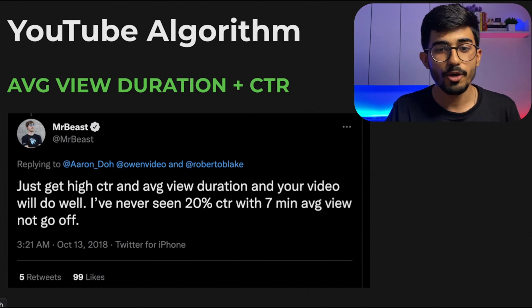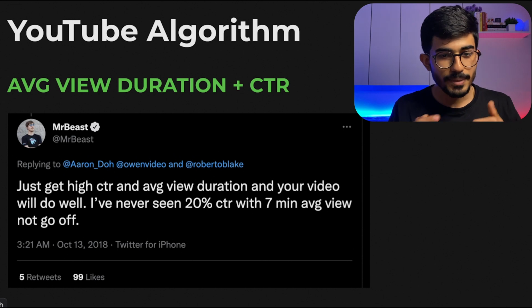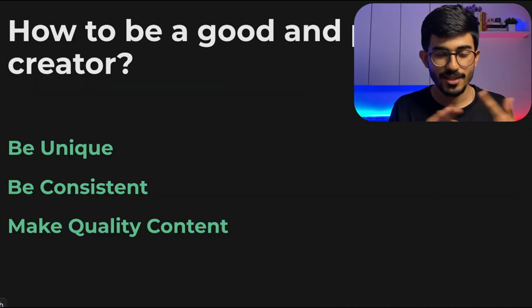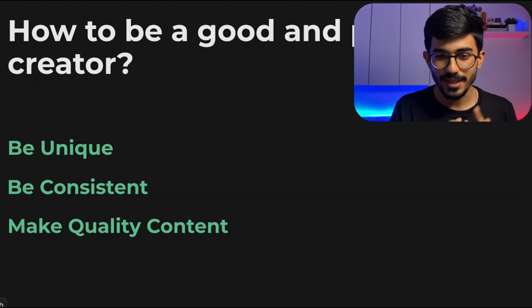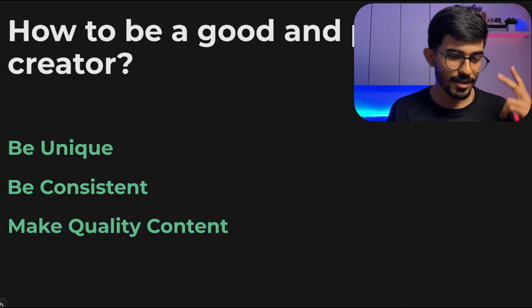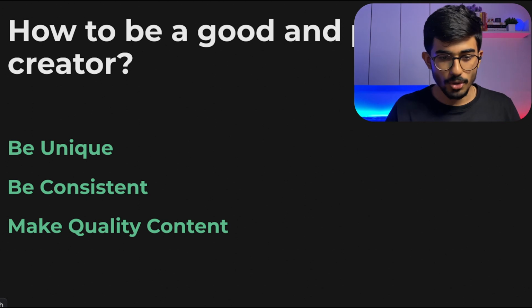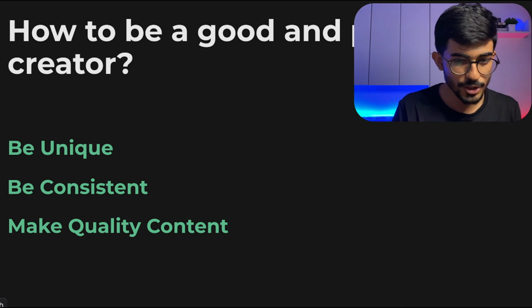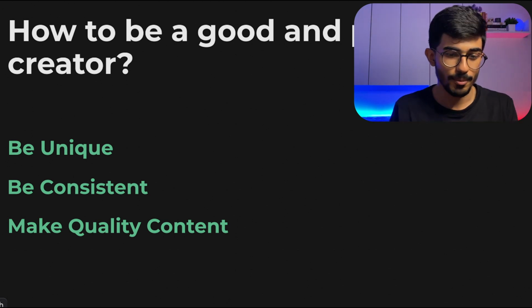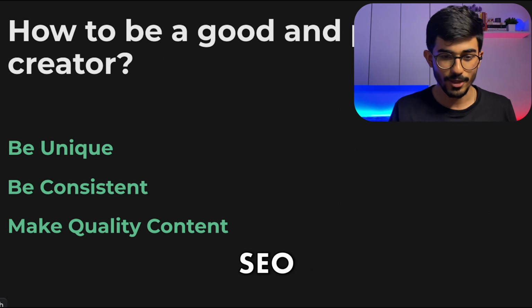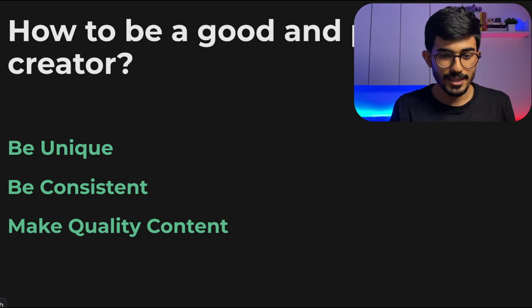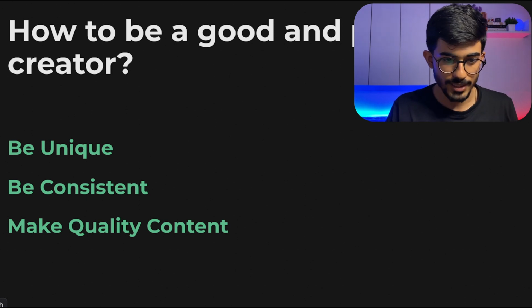Next up, we have how to be a good and popular creator. Be consistent, be unique, and make quality content. These are the three main things that you need to focus on. This is at a high level, but of course you need to focus on a bunch of different things as well, like SEO and all of those things. But if you focus on these three things, this should be a good starting point for you guys.